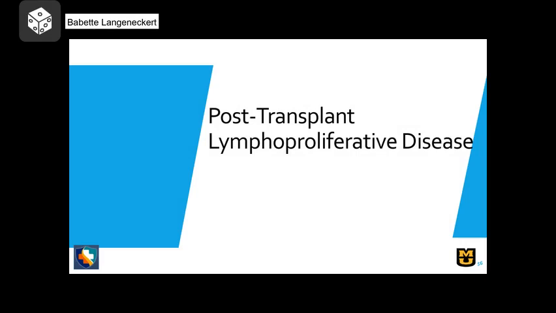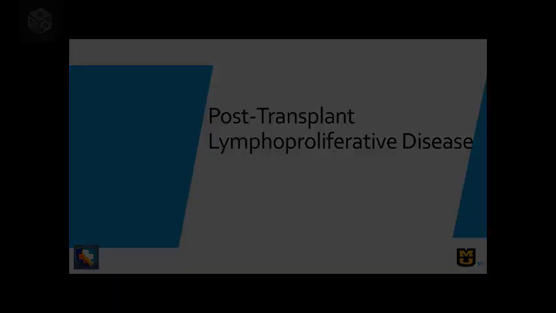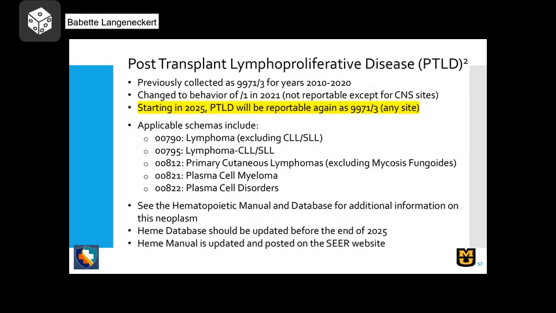Now we will review post-transplant lymphoproliferative disease. Post-transplant lymphoproliferative disease, PTLD, previously collected as 9971/3 for the years 2010 to 2020, changed to behavior of /1 in 2021, not reportable except for CNS sites. Starting in 2025, PTLD will be reportable again as 9971/3 of any site.